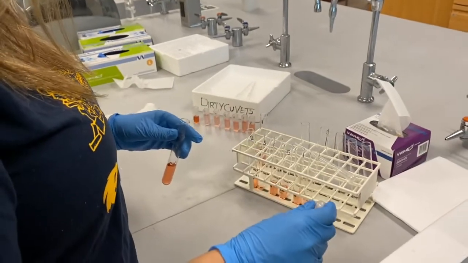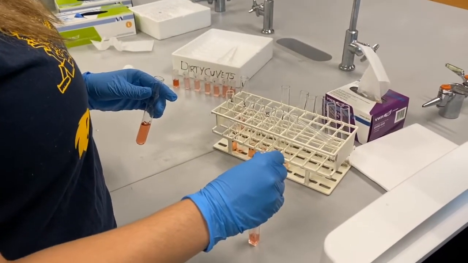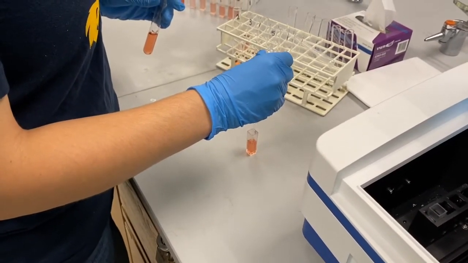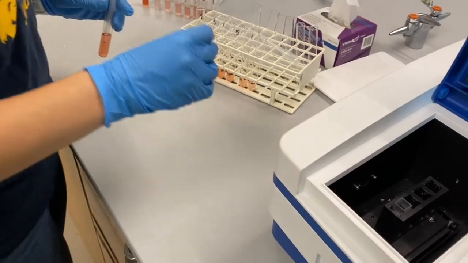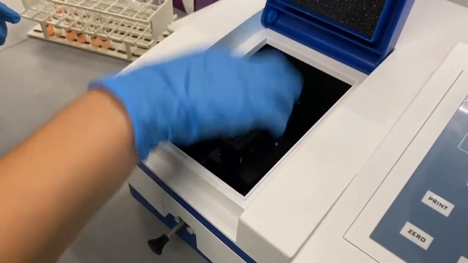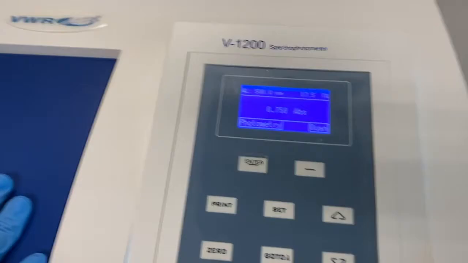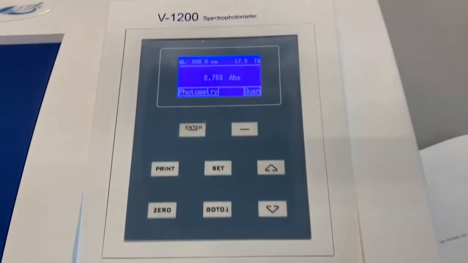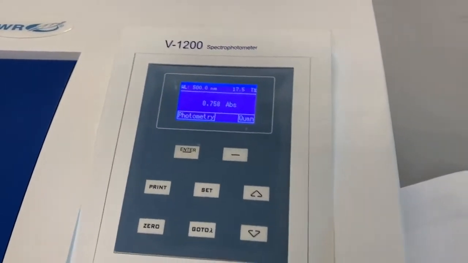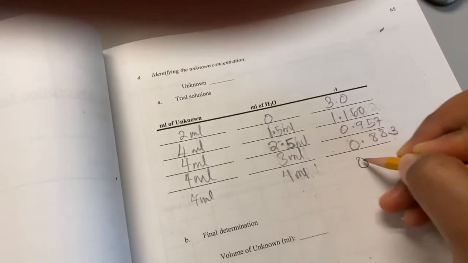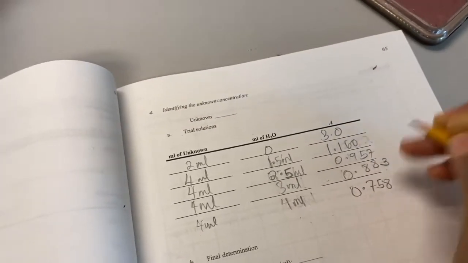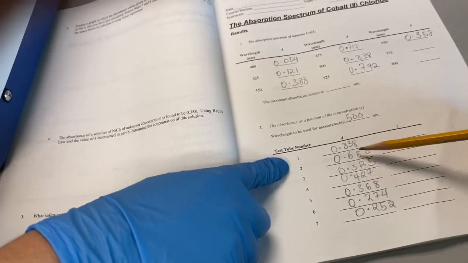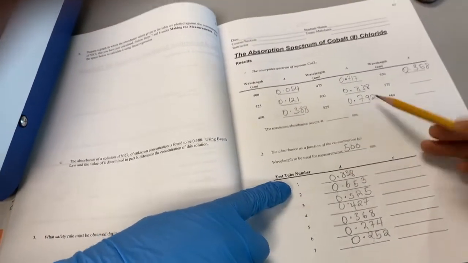So we have 4 mil of the unknown solution and then 4 mil of DI water, and we're gonna calculate the absorbance. So now that is what we have been trying to get. So that's gonna be 0.758. So this is perfect. And you can see it ranges in between these numbers, and especially it got close to this one. So that's what we have been trying to do.